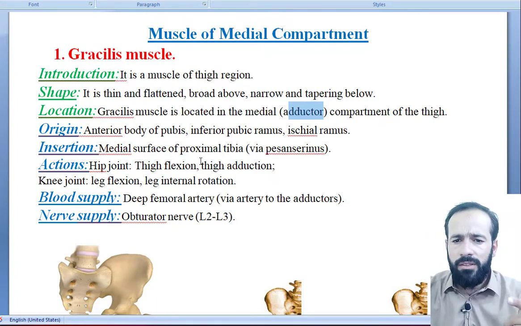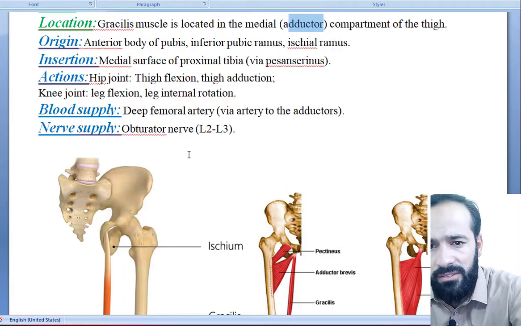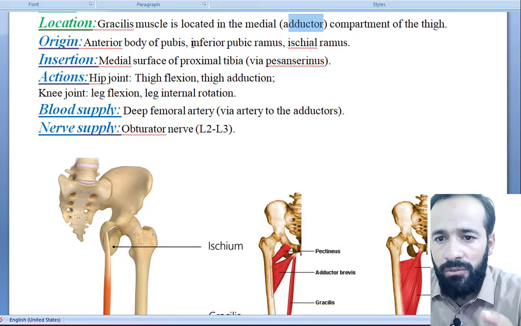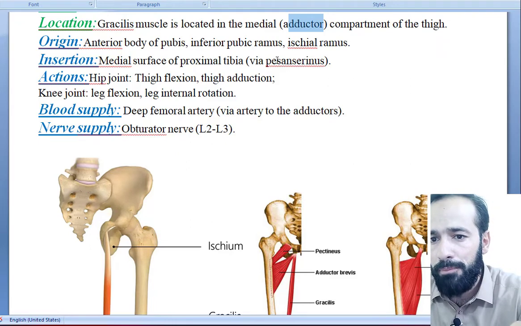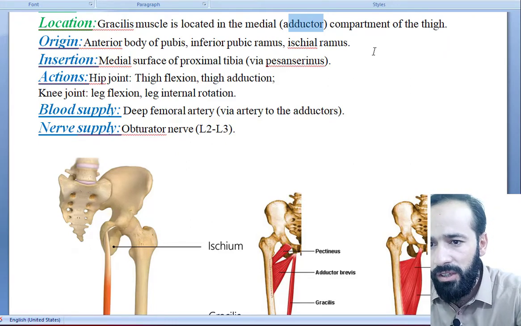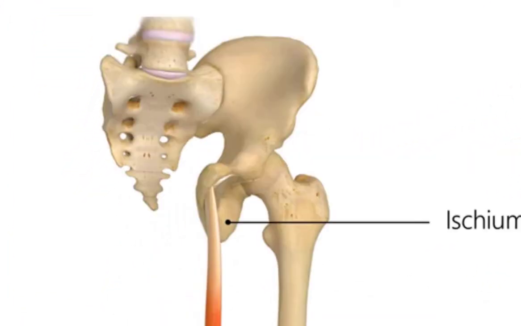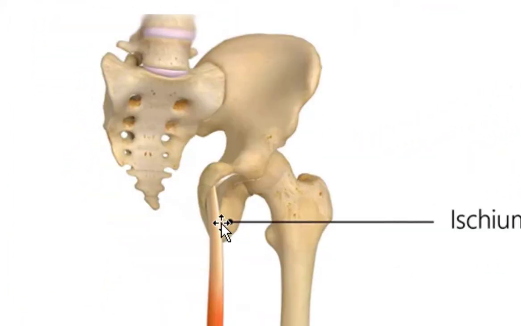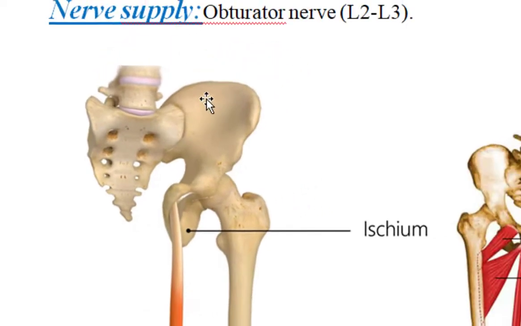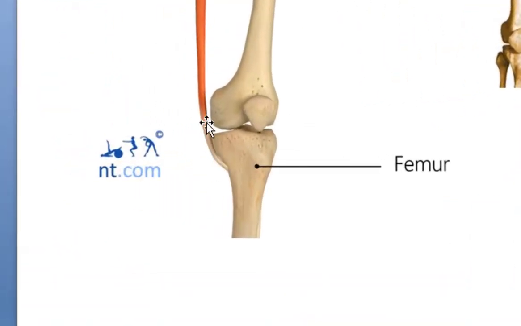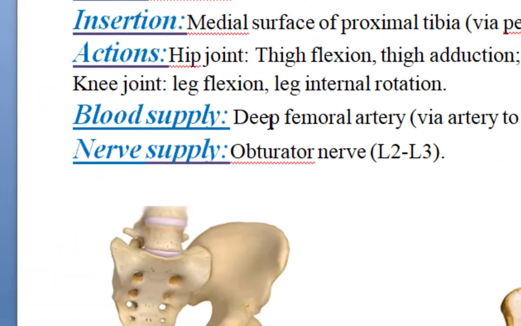Okay, where does it arise? The gracilis muscle gets its origin from the anterior body of the pubis, inferior pubic ramus, and ischial ramus. Now look carefully here. All these points which I told you are the origin points for the gracilis muscle, and it inserts into the medial surface of the proximal tibia. Medial surface of the proximal tibia it inserts, right?